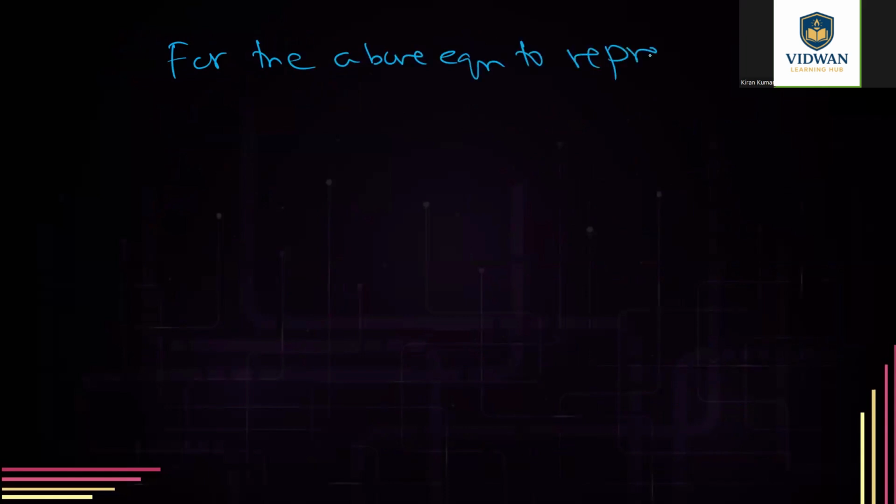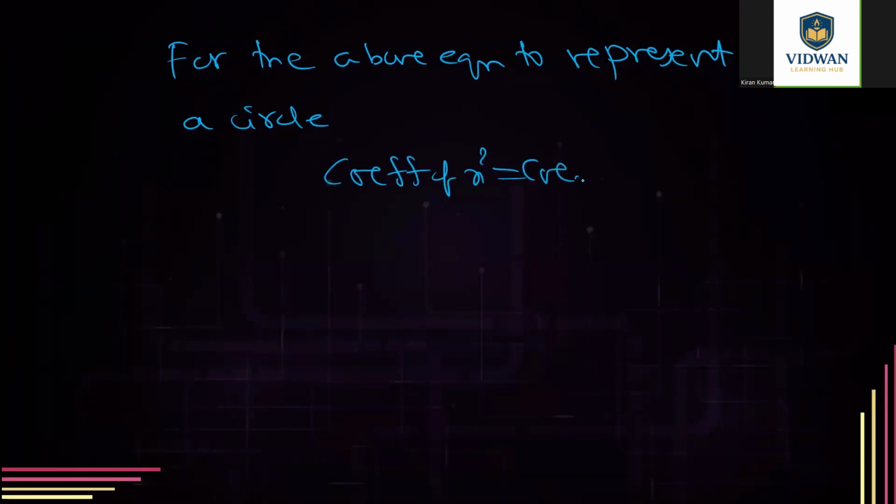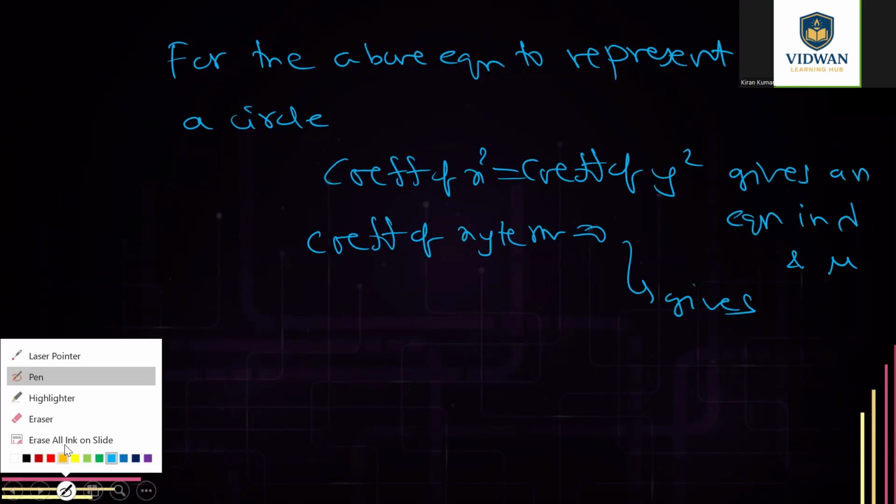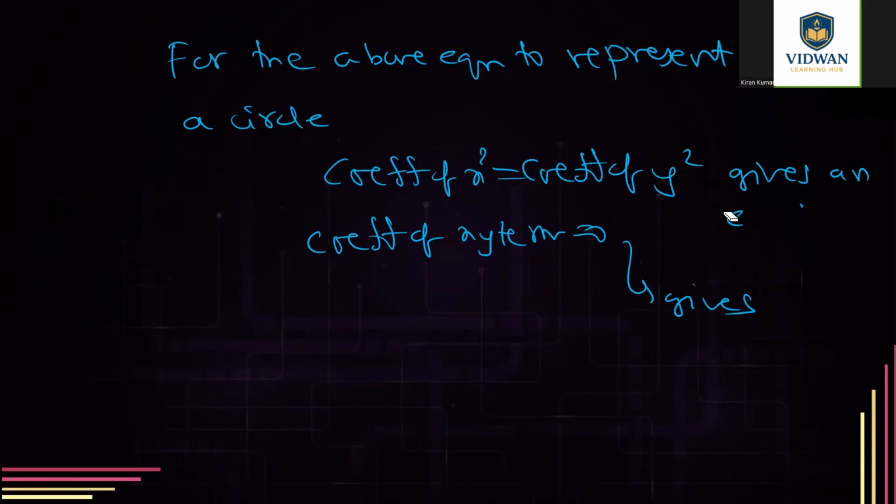just now we wrote in the previous method, what are the criteria for a circle? The coefficient of x square equal to coefficient of y square, and coefficient of xy term is 0. So you just apply these two conditions again. When you're applying these conditions, here you have only one unknown. So this gives an equation in lambda, only in lambda.